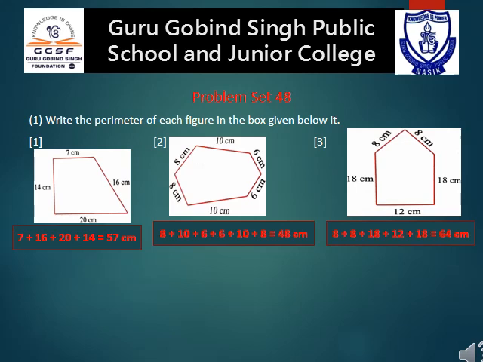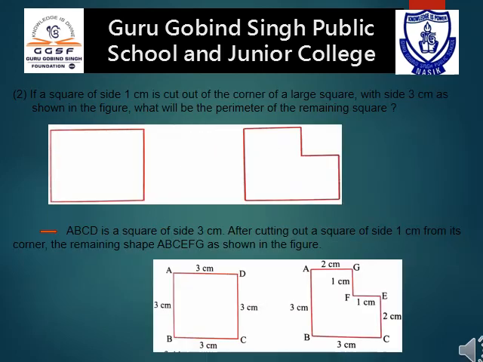Now in the next example, I have added all the sides as 8 cm plus 10 cm plus 6 cm plus 6 cm plus 10 cm plus 8 cm is equal to 48 cm. And in the third example also I have added all the 5 sides and we get the answer 64 centimeter. So like this we can find the perimeter of closed figures by adding the length of all sides of the given figure. Let's see the next example.